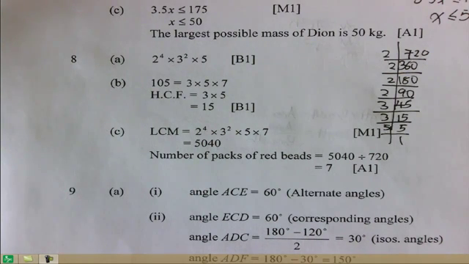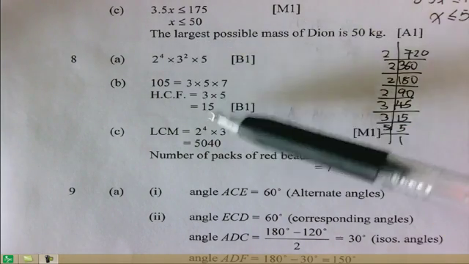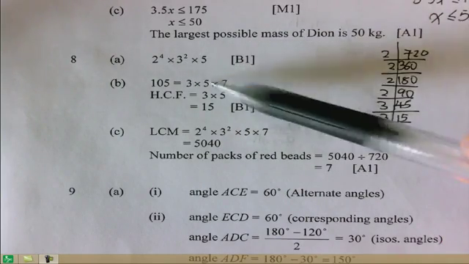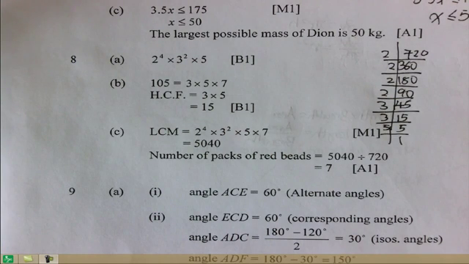So same number means we look at the lowest common multiple in this case. So the lowest common multiple: 2 to the power of 4. For 3 we take the highest one, which is 3 square, 5, and the single 7. That's the lowest common multiple. Lowest common multiple will be 5040.